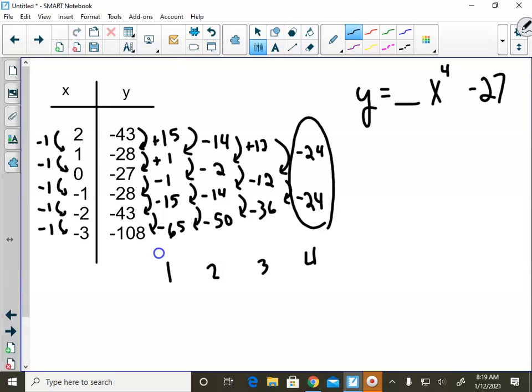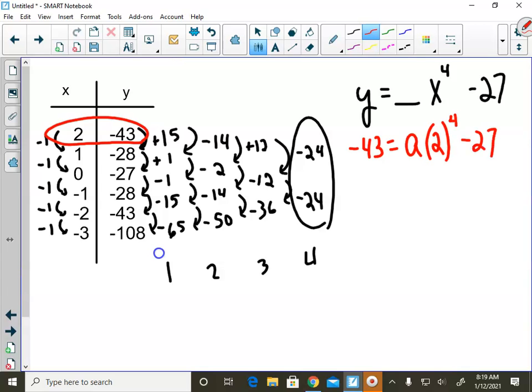Okay, so we're going to do it the same way. What we have to do is pick a number, substitute it in, and see what we get. It doesn't really matter what number we pick. So let's pick, again, I always like to pick something that's away from 0. This is usually where I go. You can go to any of them, it really doesn't matter. So we'll put in -43 is equal to, and again, we called this a last time, and then x we know is going to be 2 to the fourth power minus 27. So the first thing we're going to do is add 27.